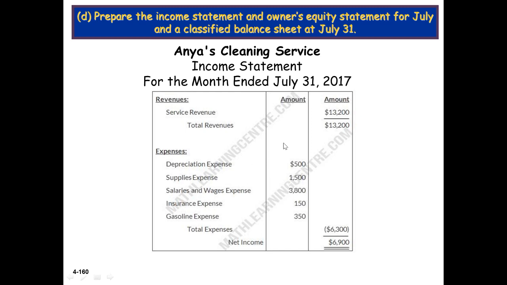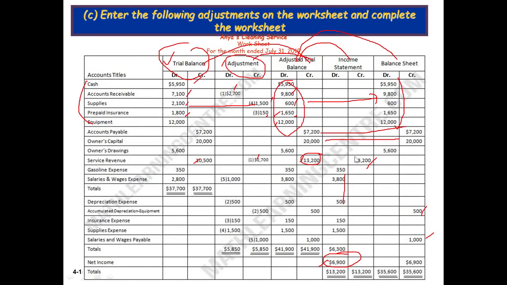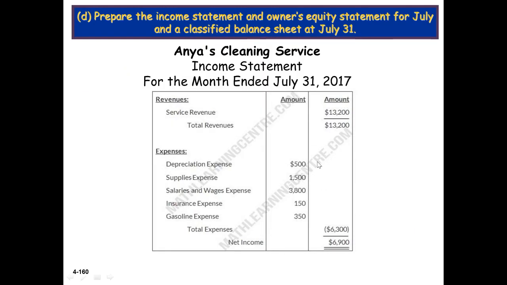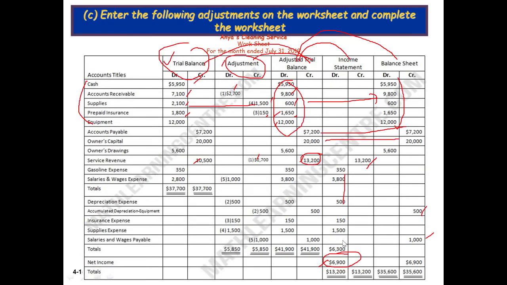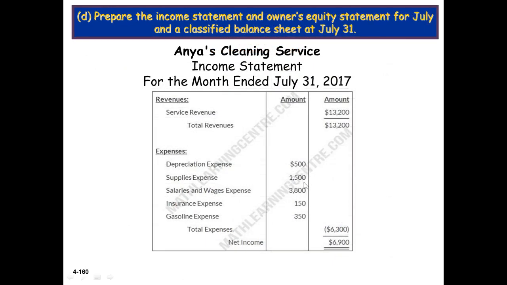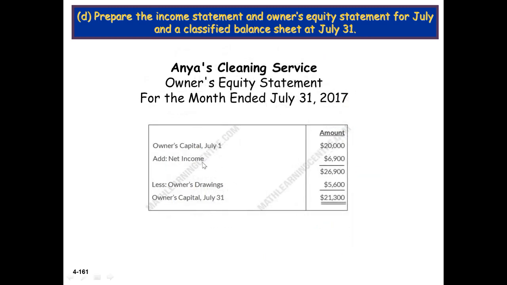Now the income statement. This is our revenue, and this is our expenses, 1, 2, 3, 4, 5 expenses. According to the question, in this income statement, this is revenue and expenses. So revenue is greater than expenses, so it is net income. Okay, and now net income will be added with capital.